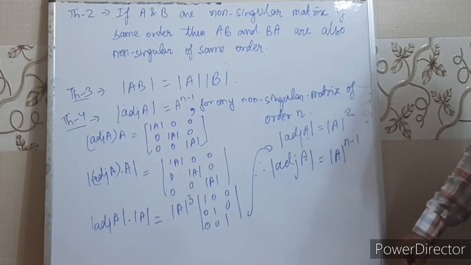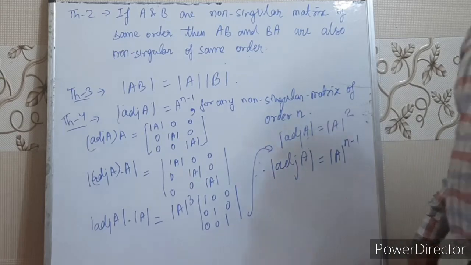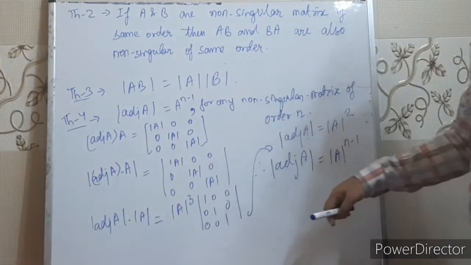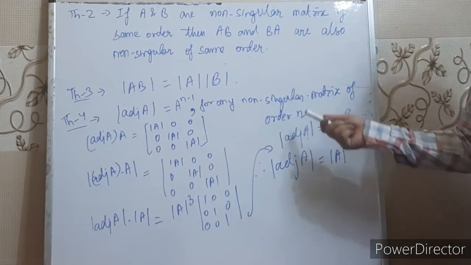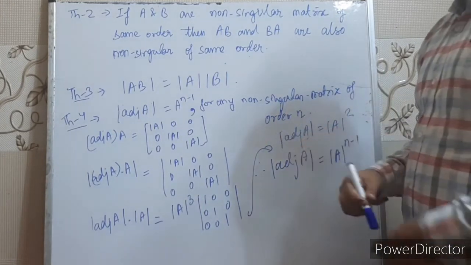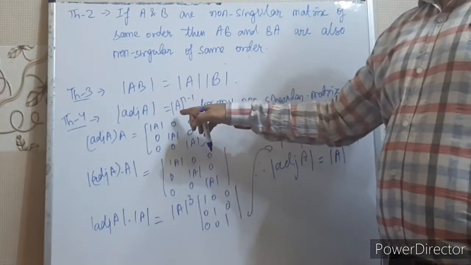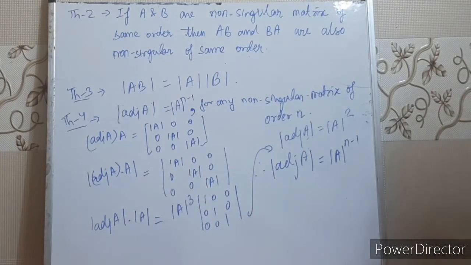Right children? Now in the next theorem, theorem 4, it is given that determinant of adjoint A equals determinant A to the power n minus 1 for any non-singular matrix of order n. That means for any non-singular matrix of order n, the determinant of adjoint A will be determinant A to the power n minus 1. Right? Let's see how we have done this.